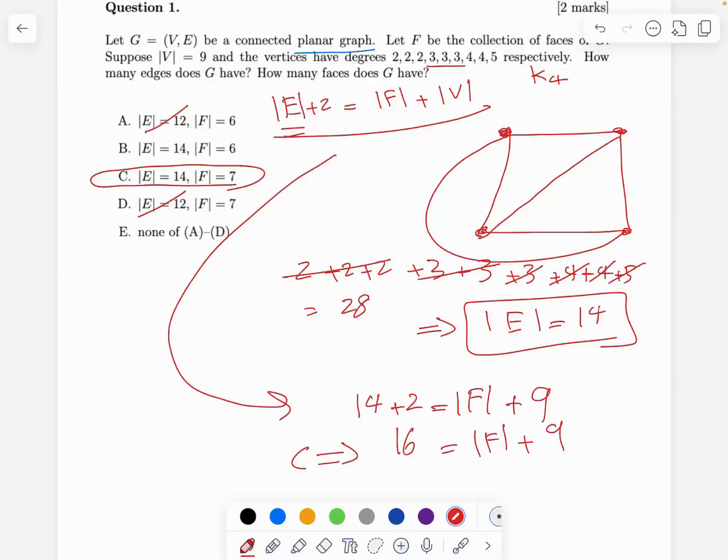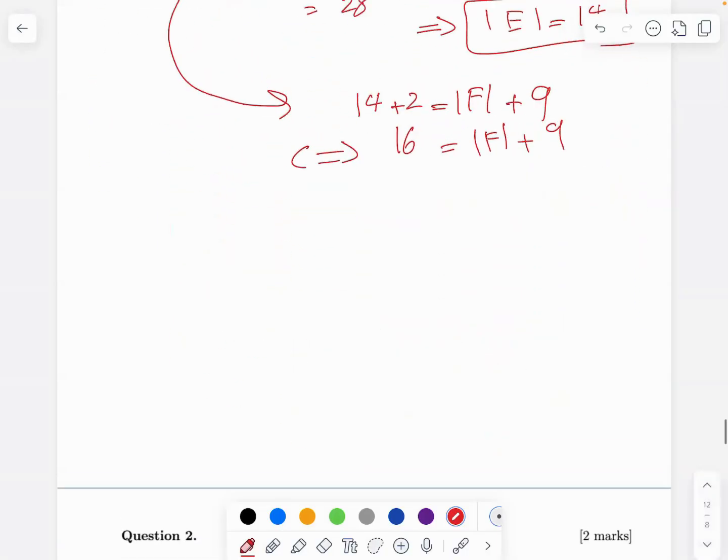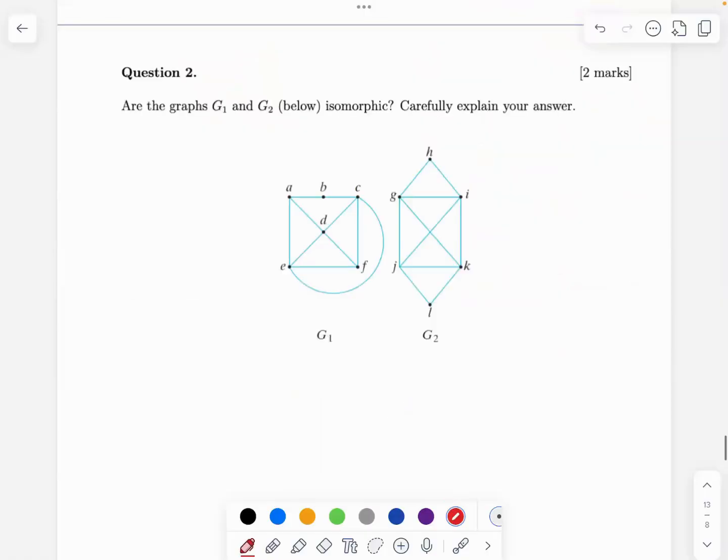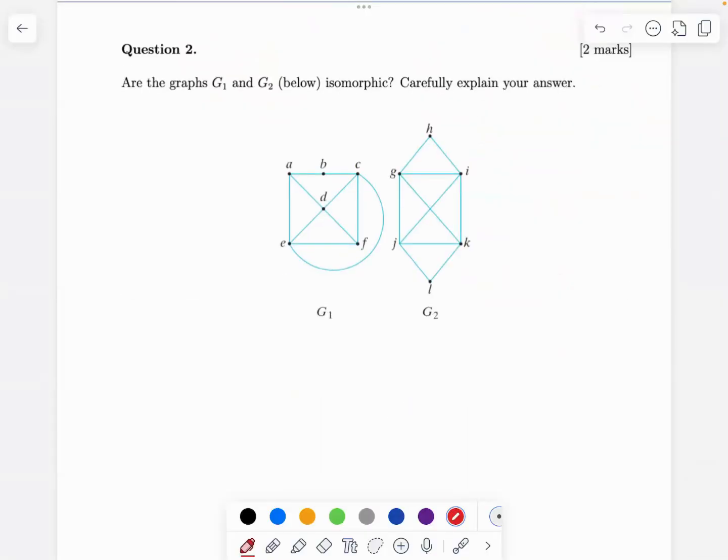Okay. Ooh. Let's solve this one. It's very hard to solve this one.